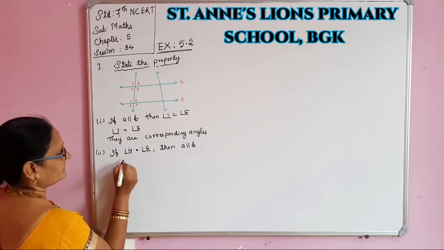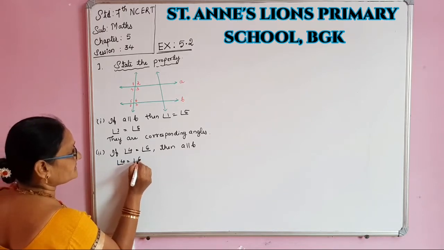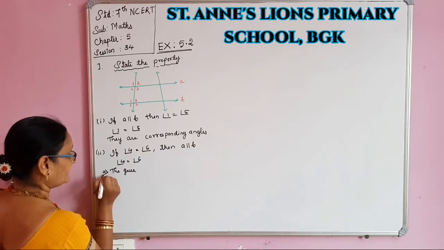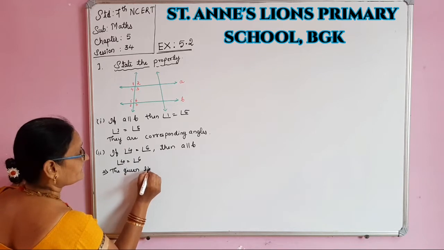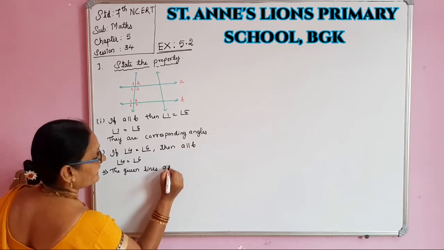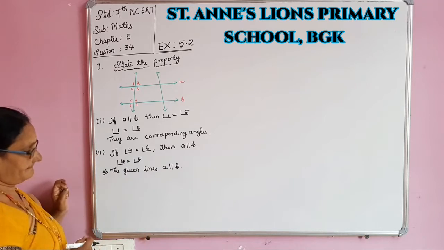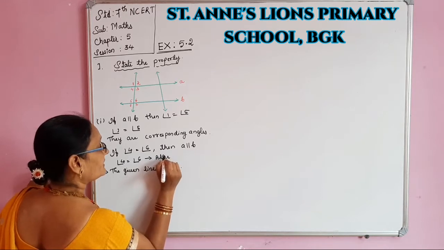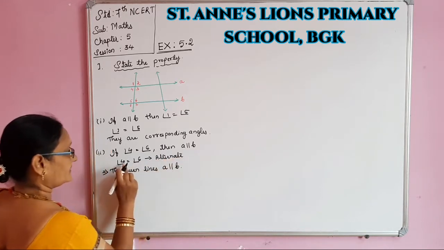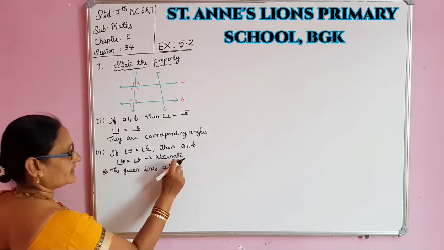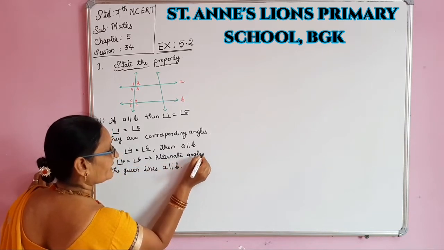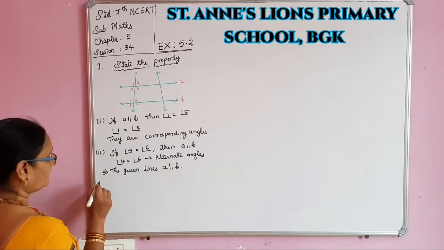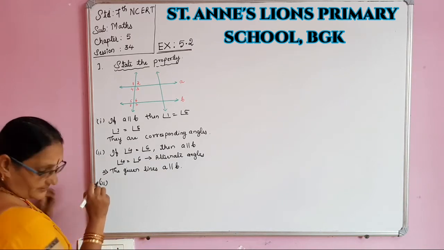So this implies that angle 4 equal to angle 6 means the given lines A is parallel to B. Why? These are alternate angles. If angle 4 equals angle 6, they are alternate angles. This implies that the given lines, A is parallel to B. Like this you have to write the property used there.